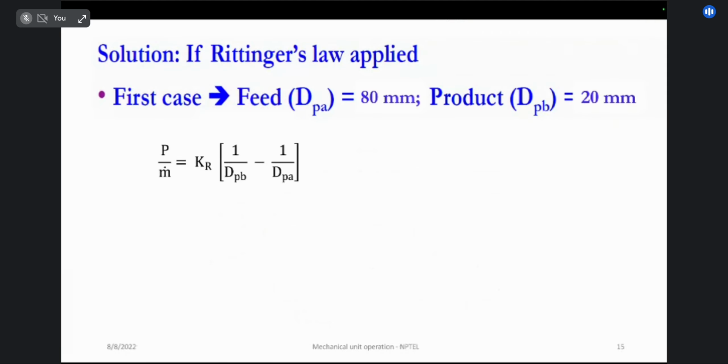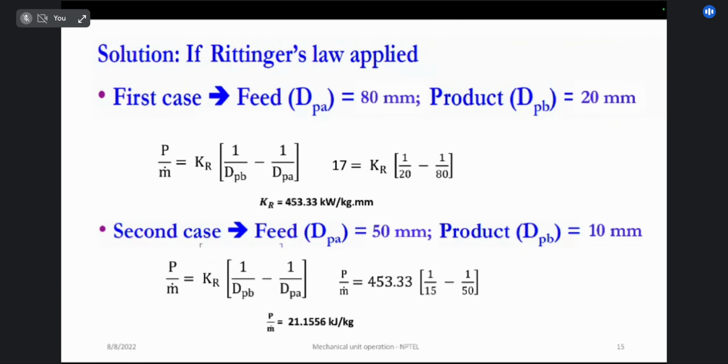So 17 kilowatt per kilogram per second. That is why kilowatt per kilogram per second is equal to kilojoule per kilogram.